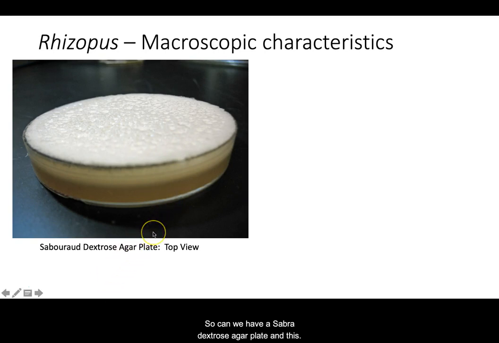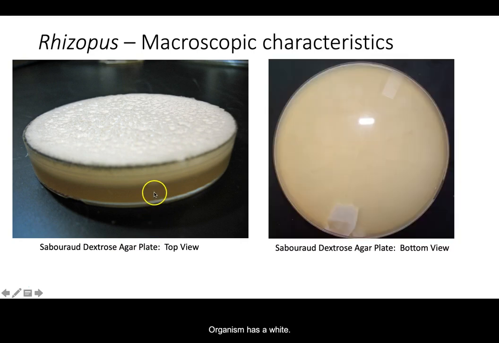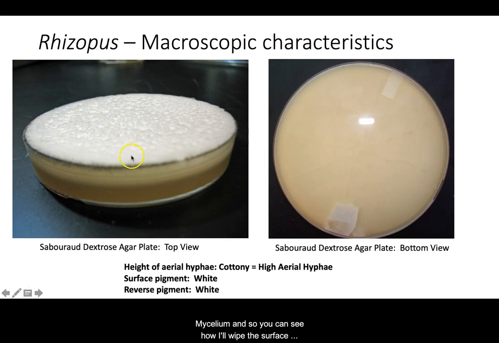Again, we have a Sabouraud dextrose agar plate, and this organism has a white mycelium. You can see how white this surface pigment is, and on the reverse side it's the same color, so it's white in both instances. Its aerial hyphae are also extremely high. The lid has been removed here, and you can see that the mold has basically grown to where that lid was, and if that lid wasn't there, it would continue to grow. So it has very high aerial hyphae. The term we use to describe this is cottony.